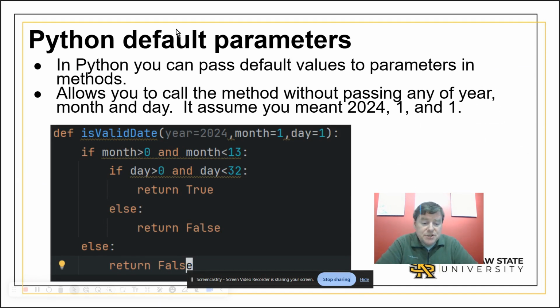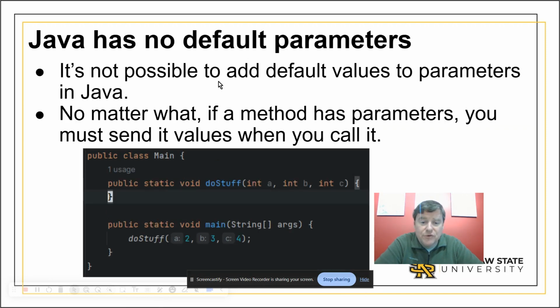Okay, so next up we're going to talk about default values in parameters. So remember over in Python you could do something like this. def is_valid_date, and then it took in 3 parameters, a year, a month, and a day, and in each of these you put an equals and a value. So if the user didn't pass you a year, a month, or a day, then you just simply assumed that it was 2024 January 1st. And this is a really handy thing that Python allows you to do. But unfortunately, there's no direct equivalent in Java.